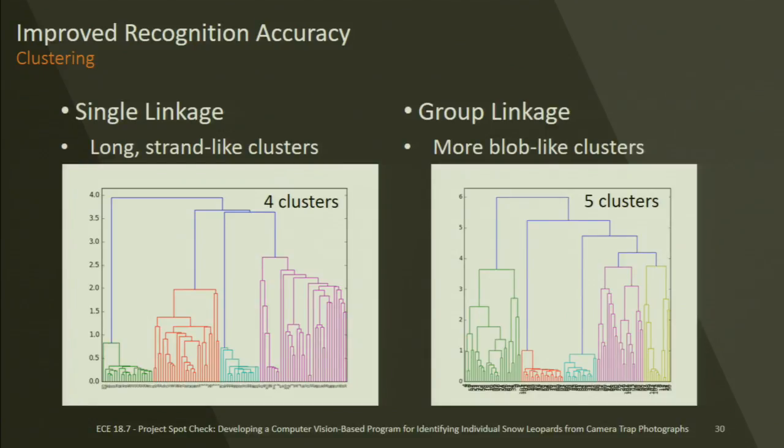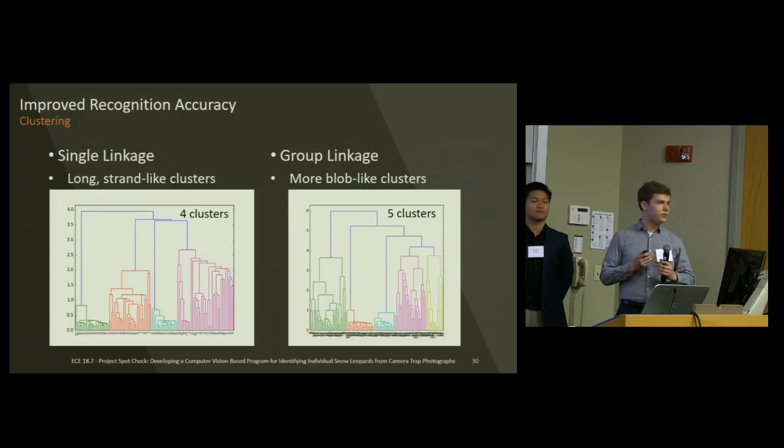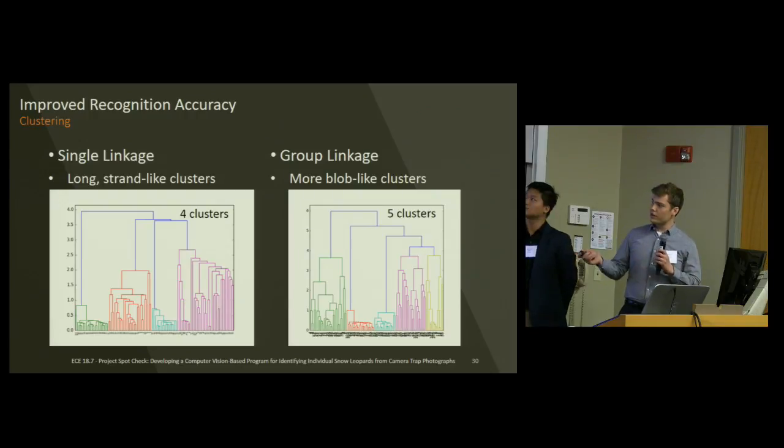So you can see all these little vertical lines are chips, and every time they meet, that becomes a new cluster. So as it goes up, the two clusters being combined are less and less similar. The difference between these two is based on how it calculates how similar two clusters are. So the different colors each represent one cluster that was found.